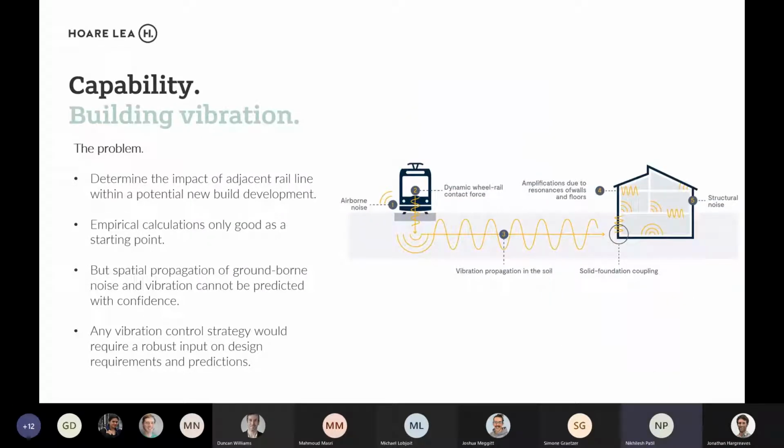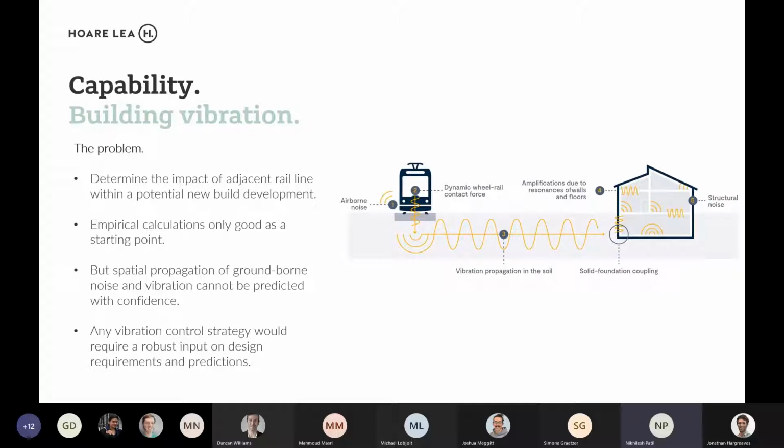Okay, so if I just focus on building vibration from ground-borne rail sources. What we need to do is determine the impact of, let's say, operational rail lines adjacent to the proposed build. As you can see in the figure, any vibration that propagates through the soil then transmits into the structure, which then manifests as some sort of structural noise or ground-borne noise. There are many dynamics involved here, because there's a soil structure interaction, there's also vibroacoustic interactions, and these are complex and unique to each case.